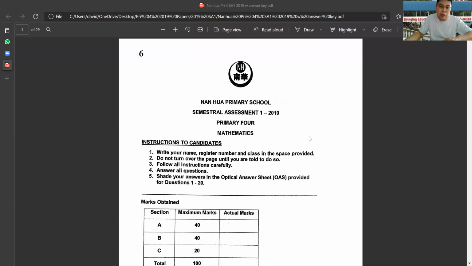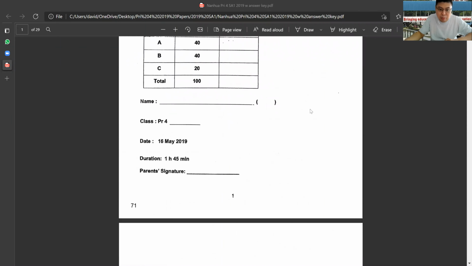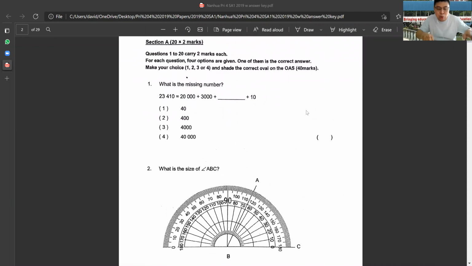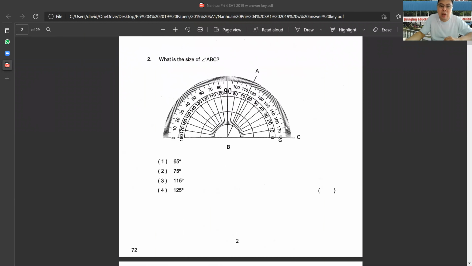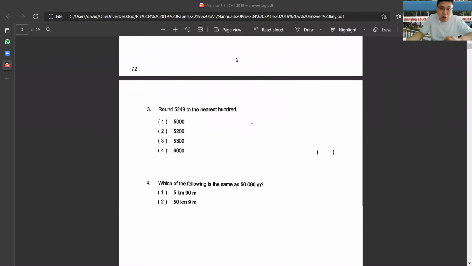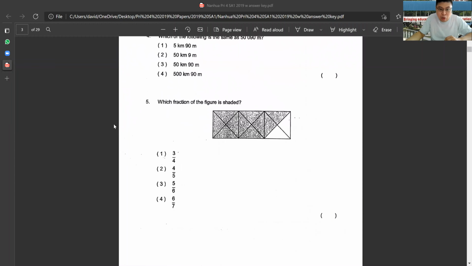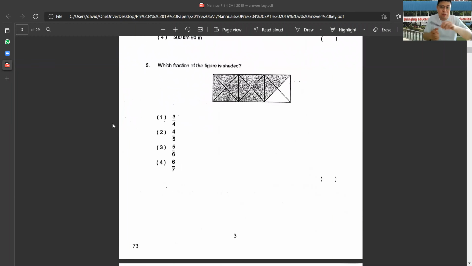Okay, now we're going to take a look at the Nan Hua Primary School paper, SA1 2019, for Primary 4 Mathematics. So I'll be going through some of the questions with you, questions that you have gotten wrong in the past. Then the objective is to see whether you could remember how to do the question. So, okay, this part here, question 5. Can you try question 5?